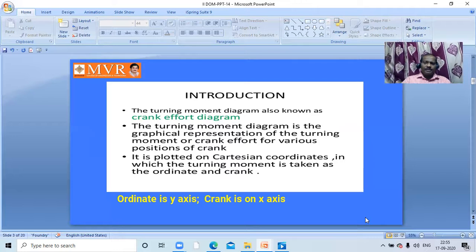We are going to draw the crank position with respect to the output of the piston movement. Piston movement, in the sense that if you supply energy to the piston cylinder mechanism, it creates an enormous amount of energy, a variation of energy from 0 to 360 degrees. So that energy we have to calculate for every degree, and that has to be plotted on the diagram. And joining all of these, we are going to get the turning moment diagram. So it is plotted on Cartesian coordinates in which turning moment is taken as the ordinate and crank angle as the abscissa.